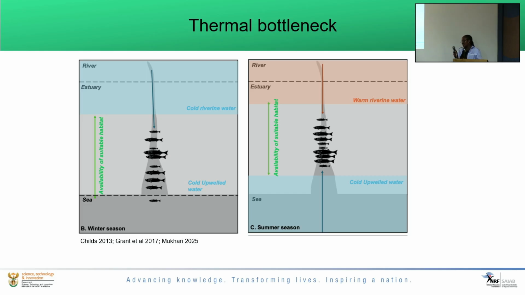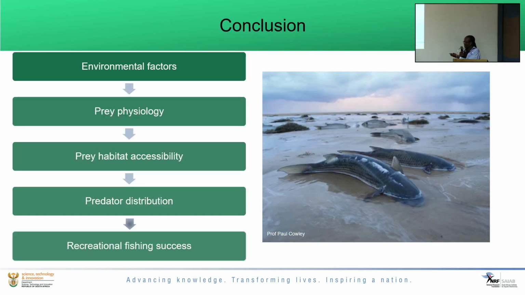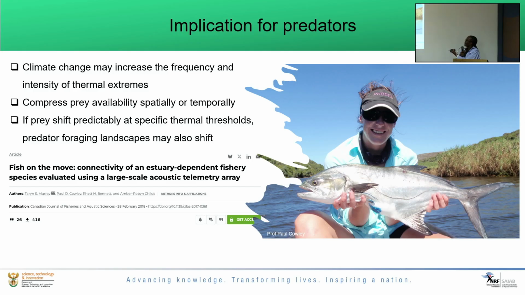And that may affect some predators that feed on them, like the larvae that also feed primarily on mullets. So implications for this include climate change. We are concerned about the mullets with the impacts of climate change showing right now and into the future, which means that climate change could compress prey availability, spatially or temporally, in the system, and obviously that will have an impact on the predators that feed on them.